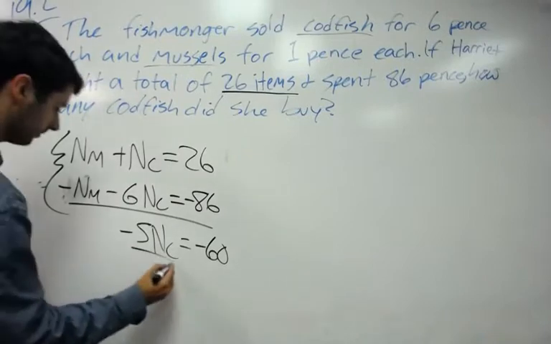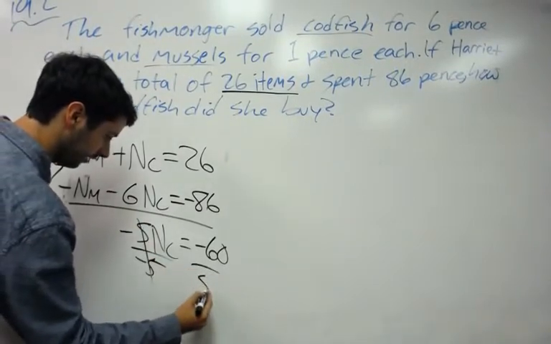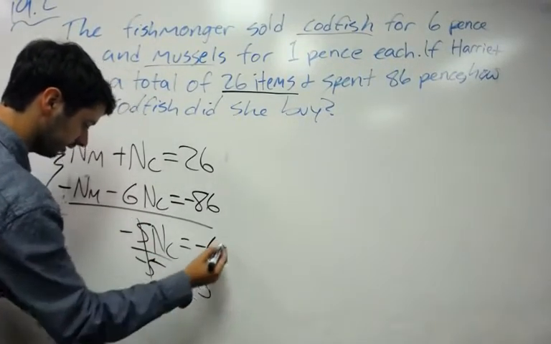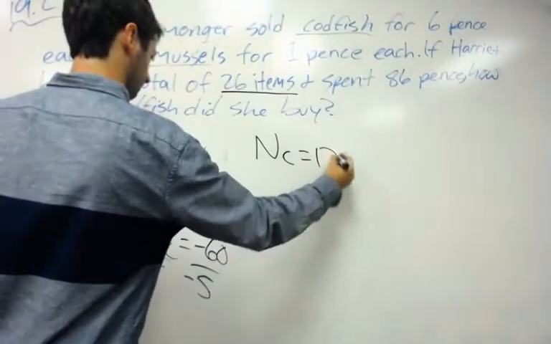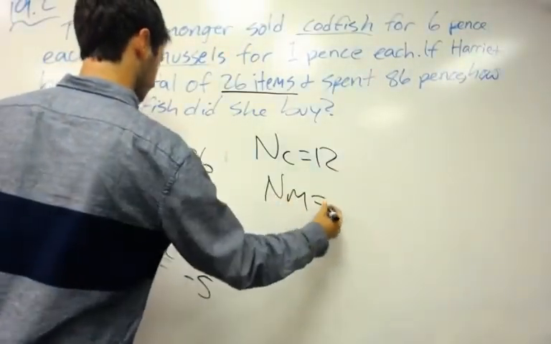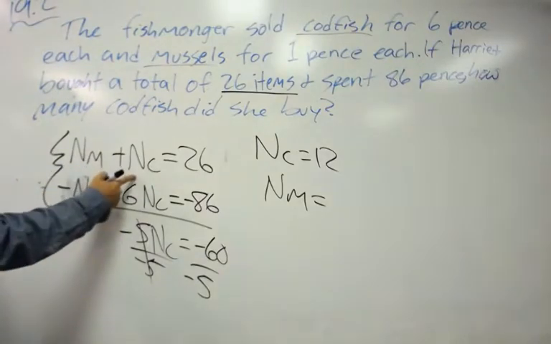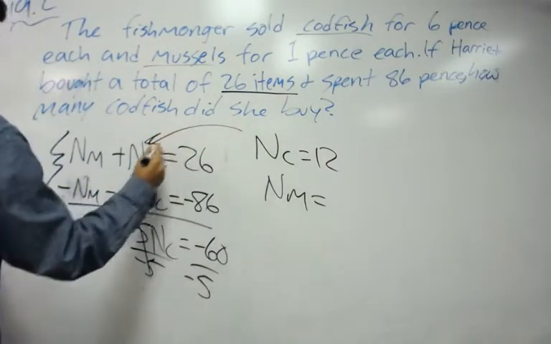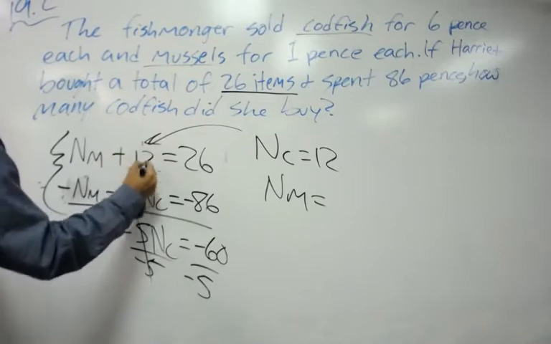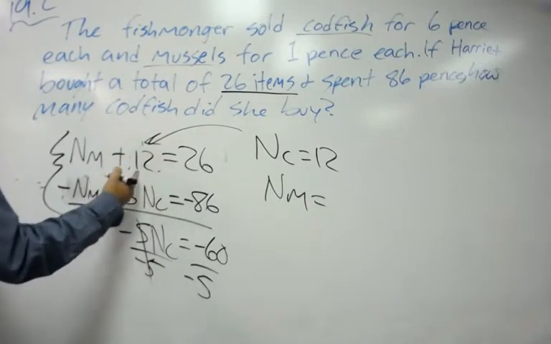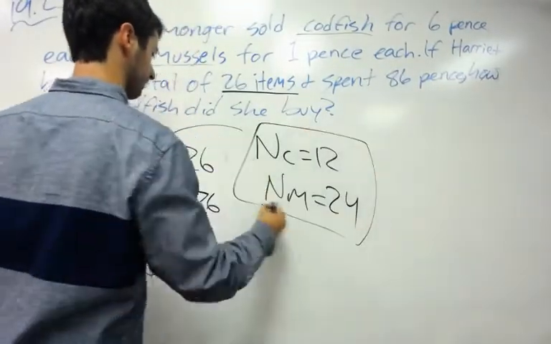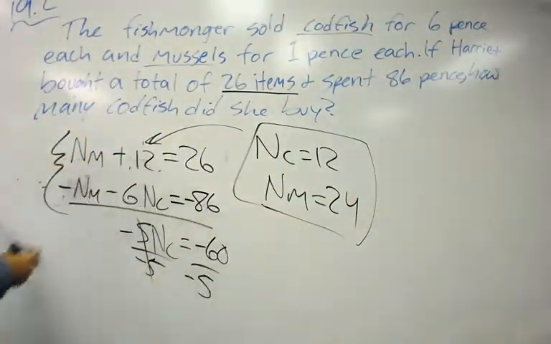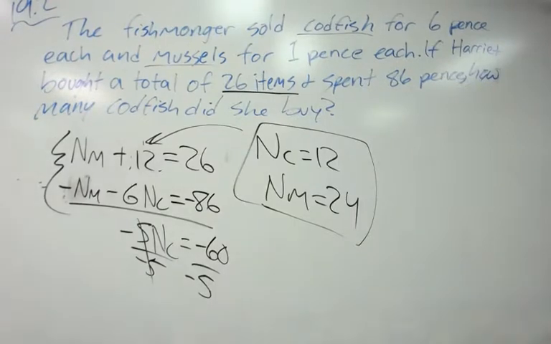You divide -60 by -5. That is 12. So number of codfish equals 12. I'm going to plug the 12 in here. So then when you subtract 12 from 26, you get 24. So 12 plus 24 would equal 26. So that's how you do those value word problems.